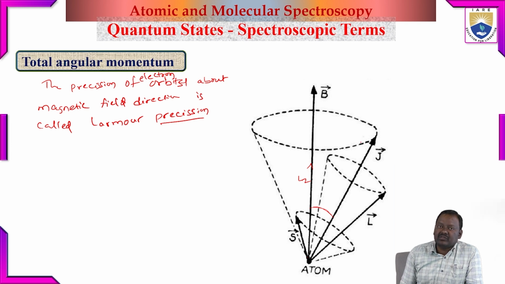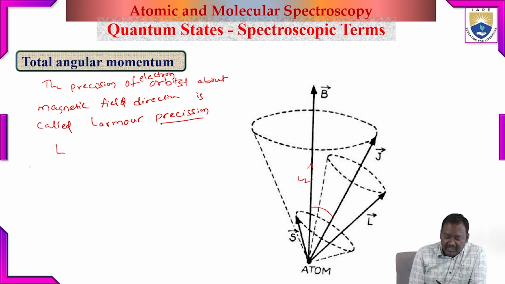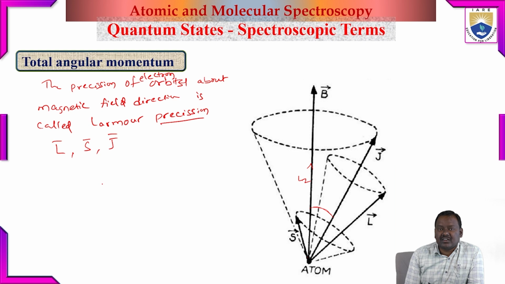So finally, we need to consider the orientation of the total angular momentum precession about the magnetic field direction. So it is also quantized. The total angular momentum is also quantized. So finally, we can say that the orbital angular momentum L bar, the spin angular momentum S bar, and the total angular momentum vector J bar, all these are quantized.